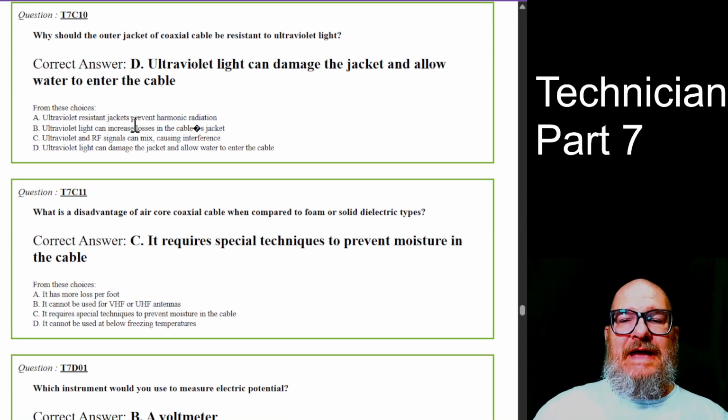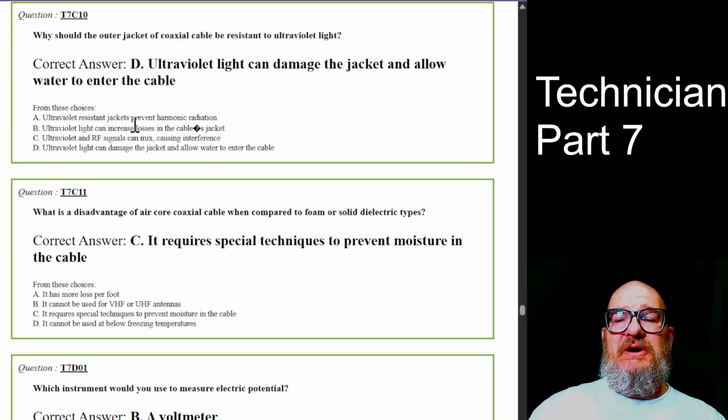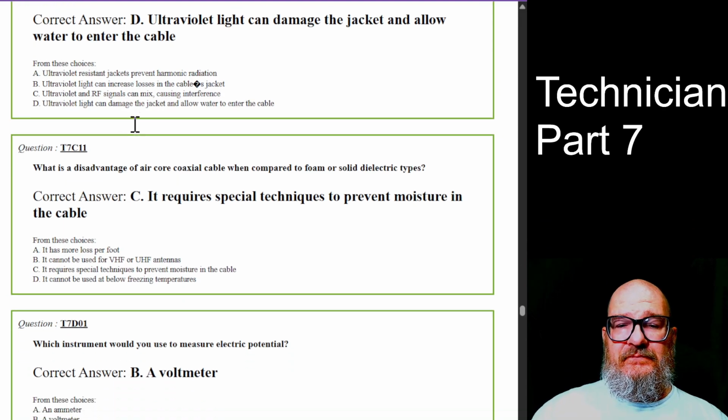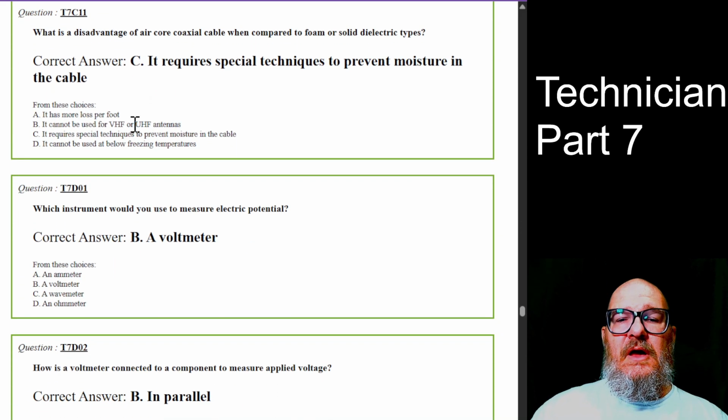Why should the outer jacket of coaxial cable be resistant to ultraviolet light? Ultraviolet light can damage the jacket and allow water to enter the cable. So when you go to purchase different coaxial cables, you'll see that some may not be rated for outside use. What is a disadvantage of air core coaxial cable when compared to foam or solid dielectric types? So air core requires special techniques to prevent moisture in the cable.